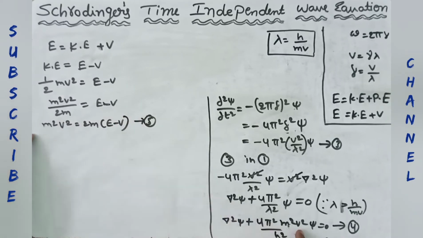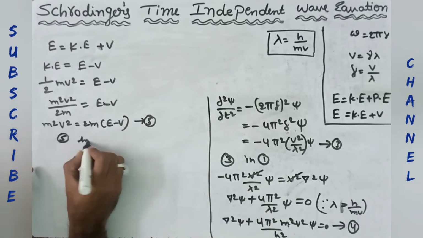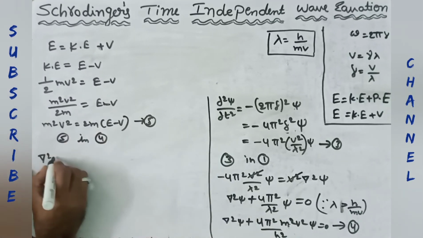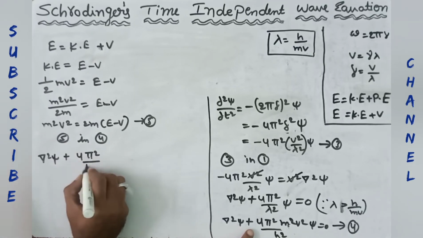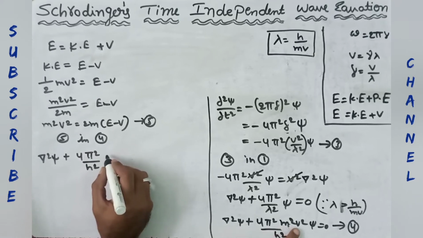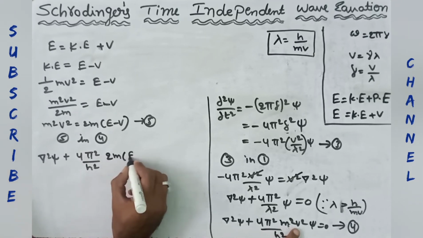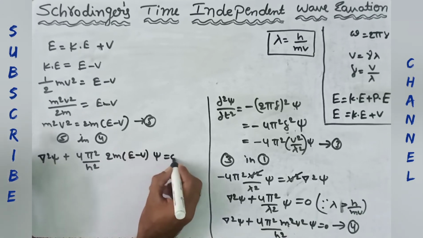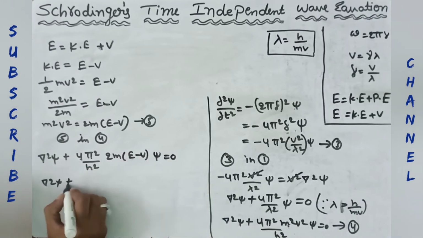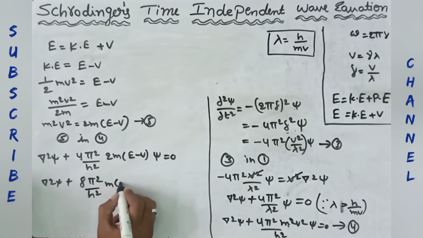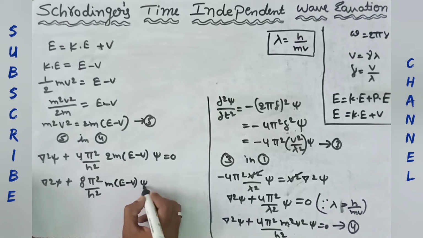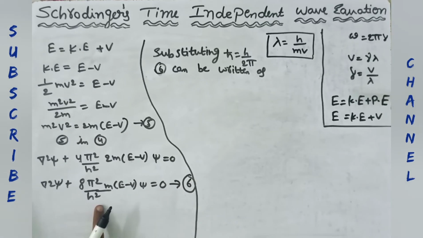The m square v square value we are going to substitute in 4, from 5 in 4: del square phi plus 4 pi square by h square, m square v square we substitute with 2m into E minus V, phi is equal to 0. Multiplying 2 into 4, 8 pi square by h square m into E minus V phi is equal to 0. This is equation number 6. This is Schrodinger's time independent wave equation which is in h terms.